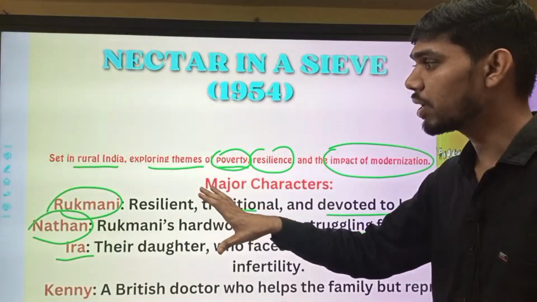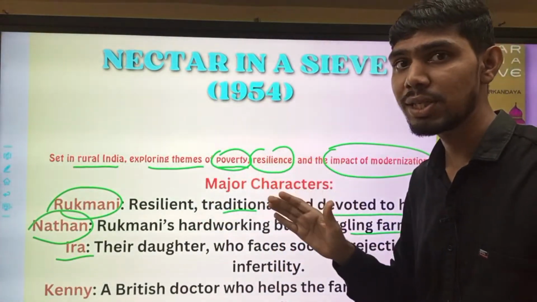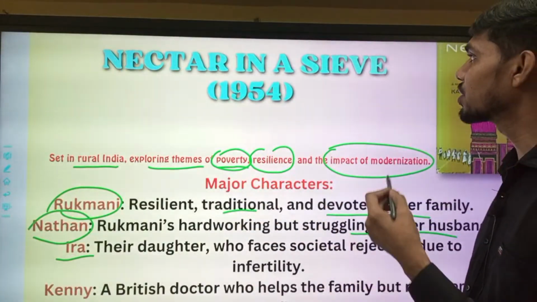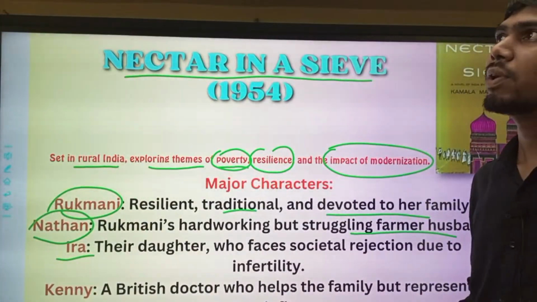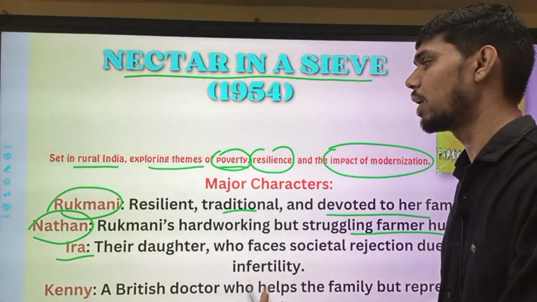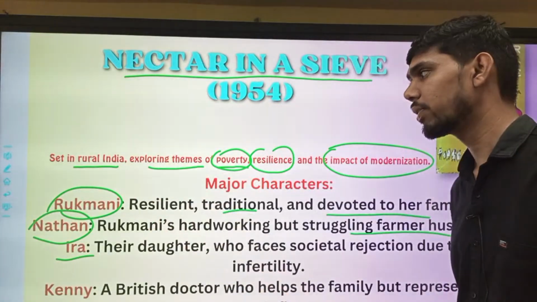So they are hardworking, but they don't have any clear goal. That's why they could not succeed in their life. So how does this novel suggest this, Nectar in a Sea? It means that if you have a clear goal, then you get success in your life. That is the main point here: Rukmani and Nathan face difficulties.